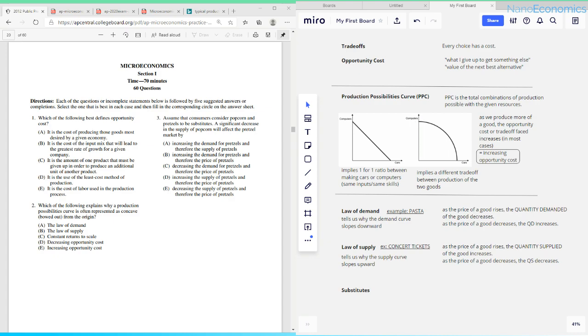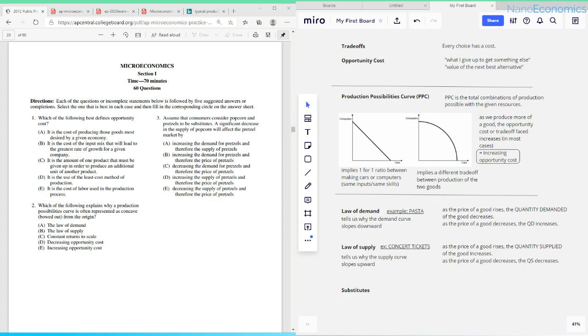In other words, it tells us why the supply curve slopes upward. More people will get in line to sell their item if the going price that they can sell it for is going up and up and up. So they're kind of demand are going to be really common questions that you're asked.